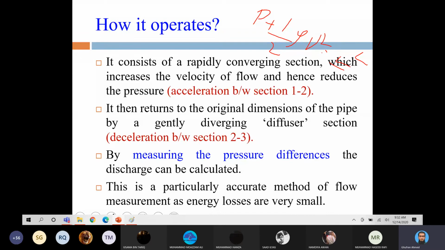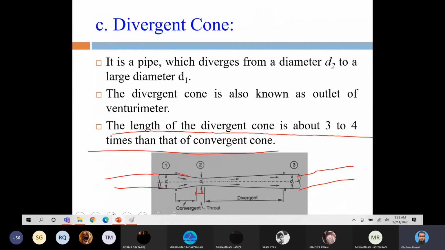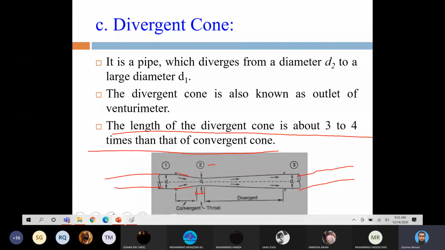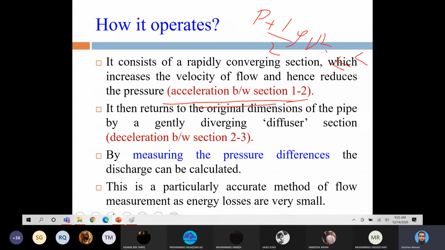So in a convergent section, it increases the velocity as the area is reduced against a constant discharge. Therefore, the pressure would be reduced. It then returns to its acceleration between section 1 and 2. अब आ जाएं सेकंड सेक्शन पे, between 2 and 3. अब हमने क्या किया? It then returns to its original dimensions of the pipe by a gently diverging diffuser section.